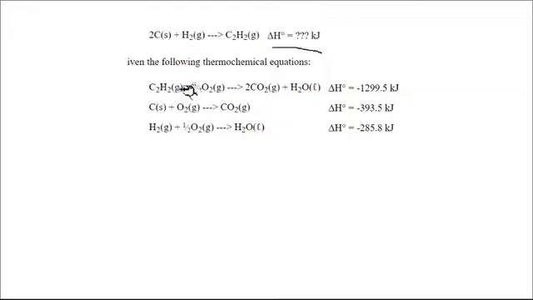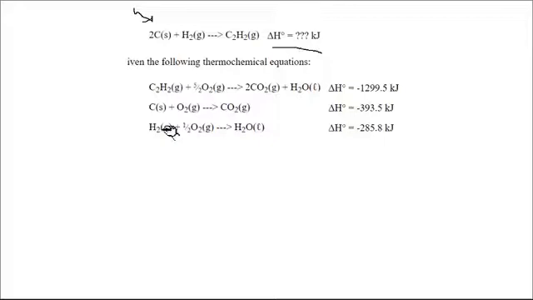So basically what I'm trying to do is figure out how I can manipulate these equations to give me this equation, so that everything that's not in the main equation, which is this one here, is going to cancel out. And the only way I can do that is by either multiplying or flipping, and that's pretty much it. So I could change the stoichiometric coefficients, or I could change the direction of the reactions.